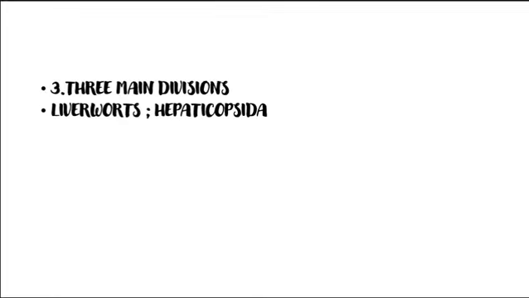Now, there are three main divisions that we find in bryophytes. The three main divisions are, number one is liverworts or Hepaticopsida. If I talk about liverworts, the word liverworts comes from the word liver. When you look at the liverworts, how do they look like? They look like liver. Their shape looks like the shape of a human liver.